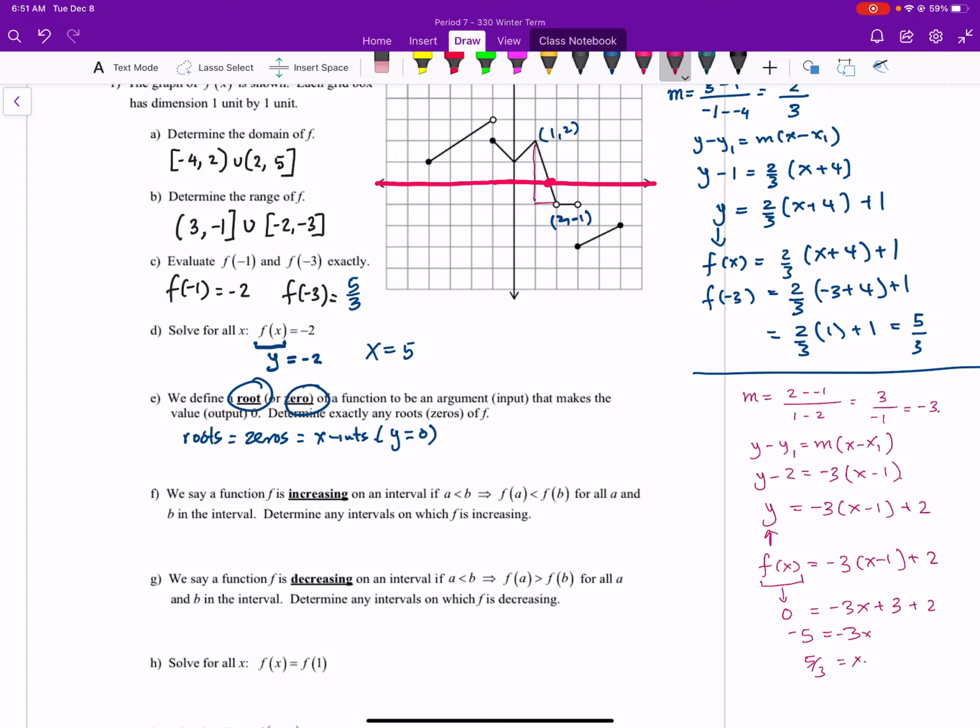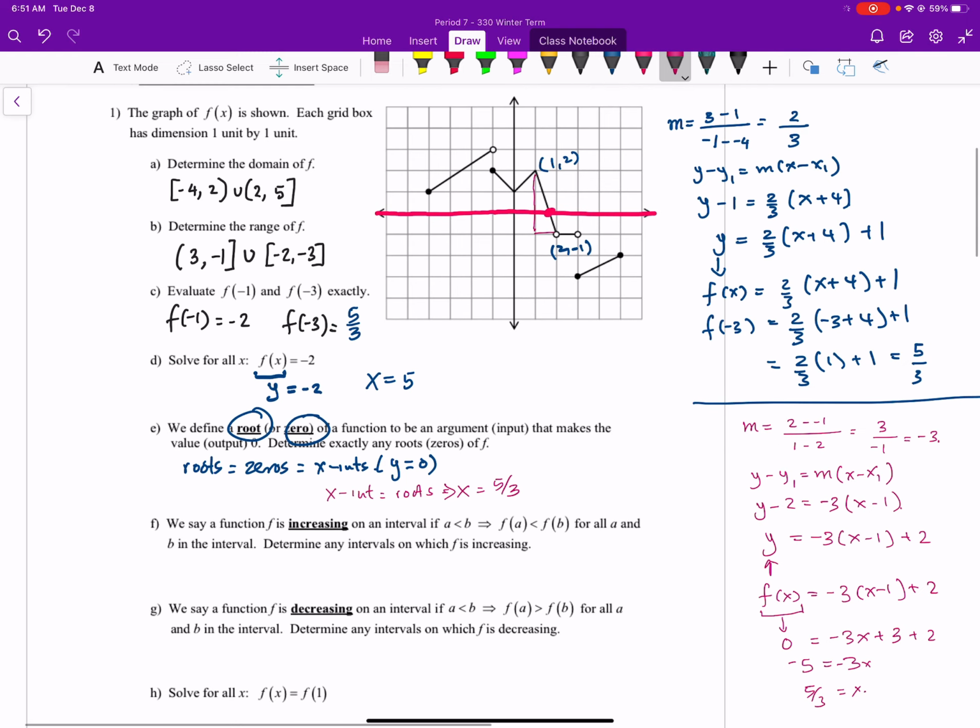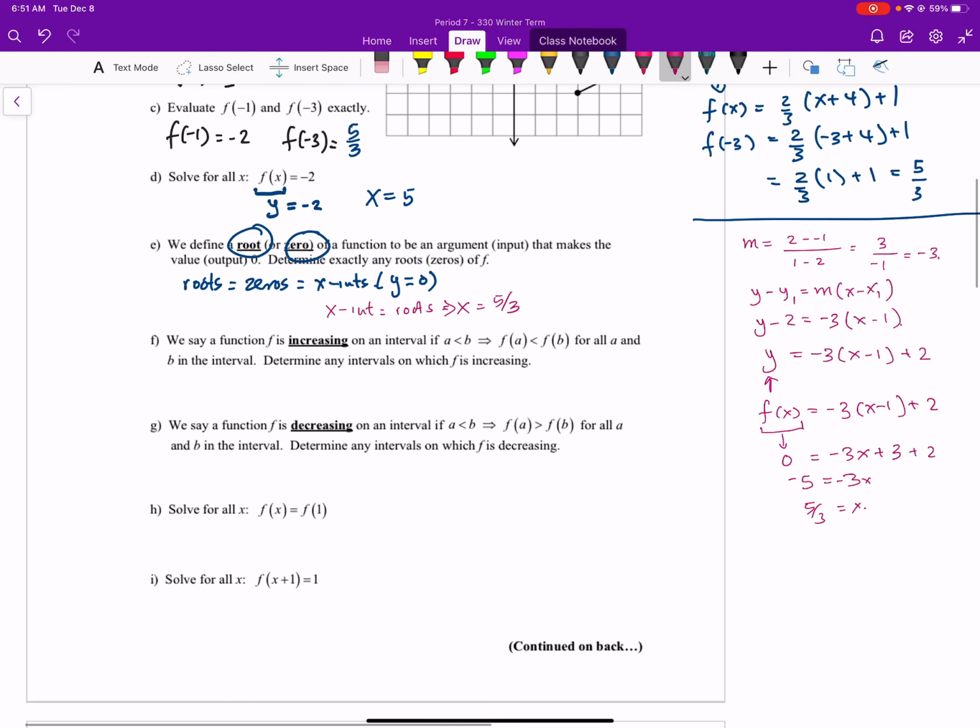So the x-intercept, or the root, x is equal to what? 5 over 3. Okay. All right, now let's look at what we mean by when we say a function is increasing.